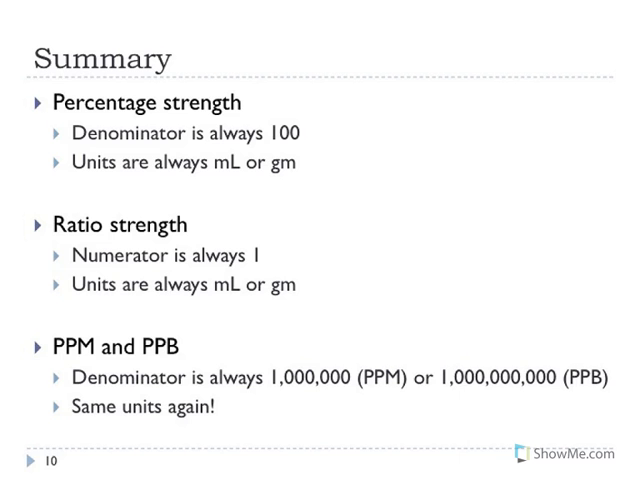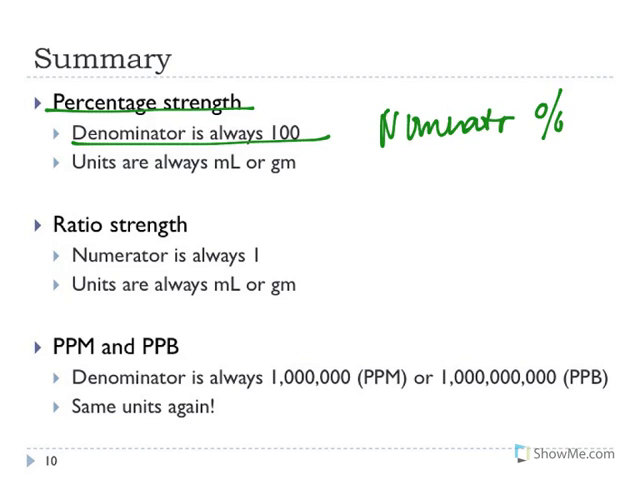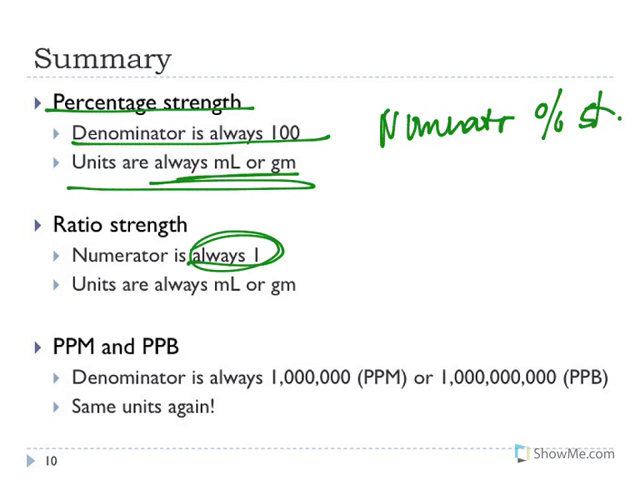All right, so with that in mind, here's our summary. Percentage strength is always going to have a denominator of 100, and the numerator will be the percentage strength expression. So if it says 4%, the numerator is 4. If it says 3%, the numerator is 3. And the units are always milliliters or grams. Ratio strength, the numerator is always 1. It's the denominator that changes, but again, the units are always milliliters or grams.